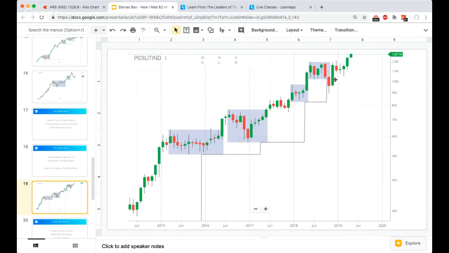We entered here. Look at this red bar. Has it closed below the rectangle, the Darvis box? So is it an exit or is it a hold? Please give me your vote.